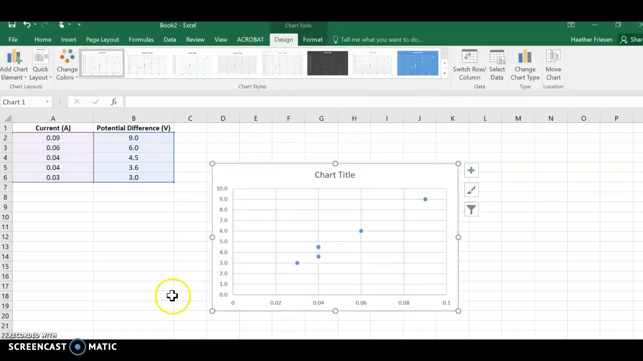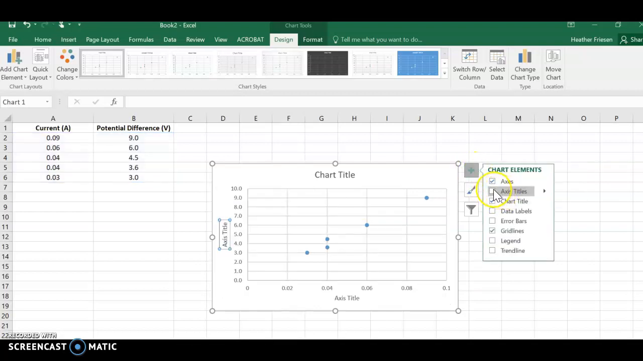And here I can see I've got it the right way around because I can tell that my numbers along the x-axis represent my data for current, which was my independent variable, and my numbers for the y-axis correspond to my data for potential difference, my dependent variable. What we don't see on this graph so far is the axes labeled correctly. So we want to add in the axis titles.